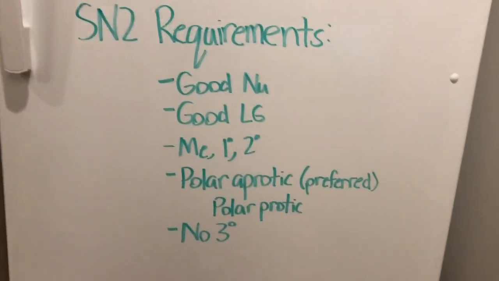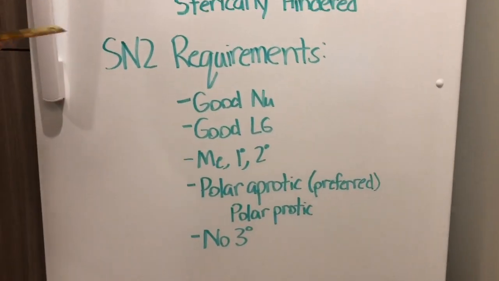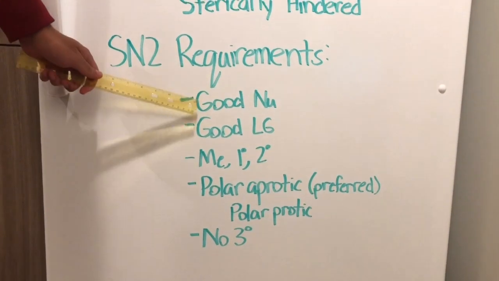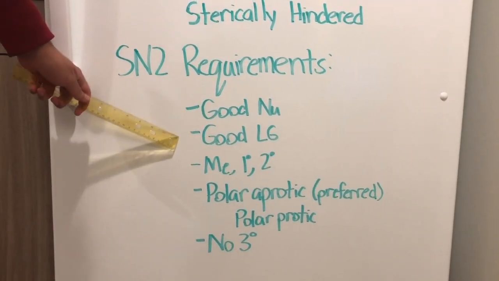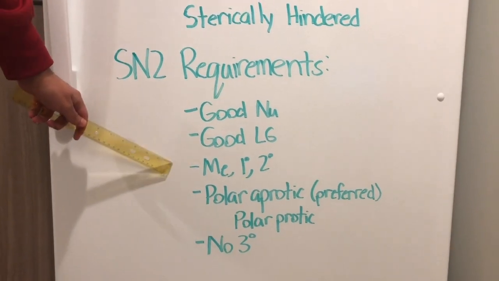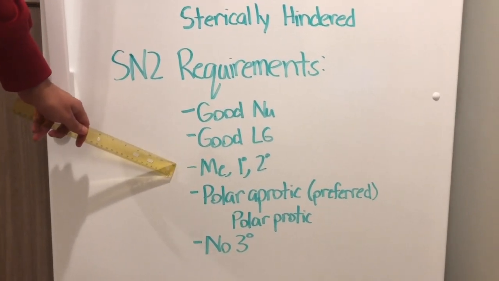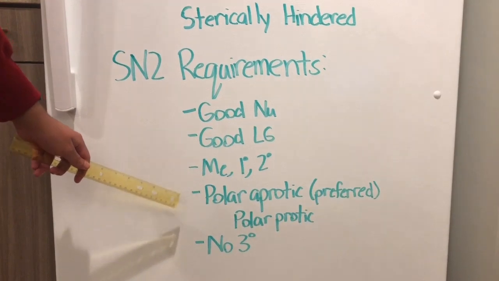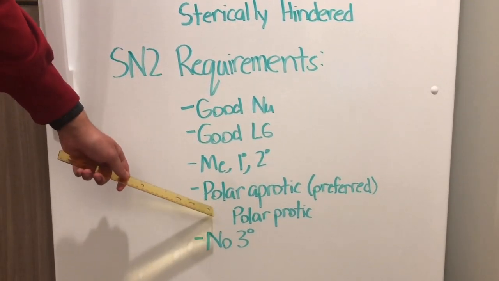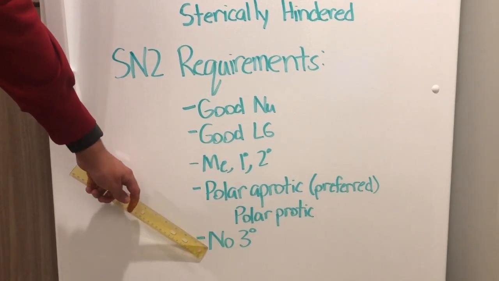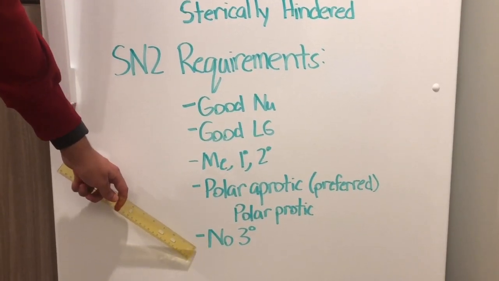So again, just to reiterate, the main requirements for SN2 reactions. The first is a good nucleophile, preferably with the formal negative charge. Second is a good leaving group. Third is a methyl, primary, or secondary alkyl halide. And fourth, the solvent: polar aprotic is optimal, and polar protic can also work. And importantly, tertiary alkyl halides cannot undergo SN2 reactions.